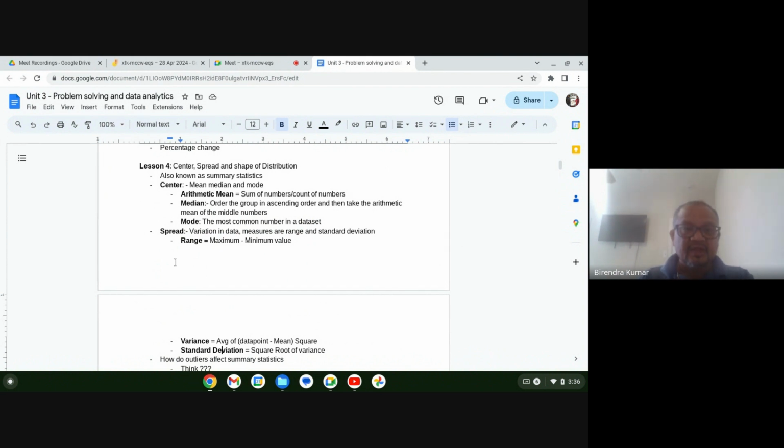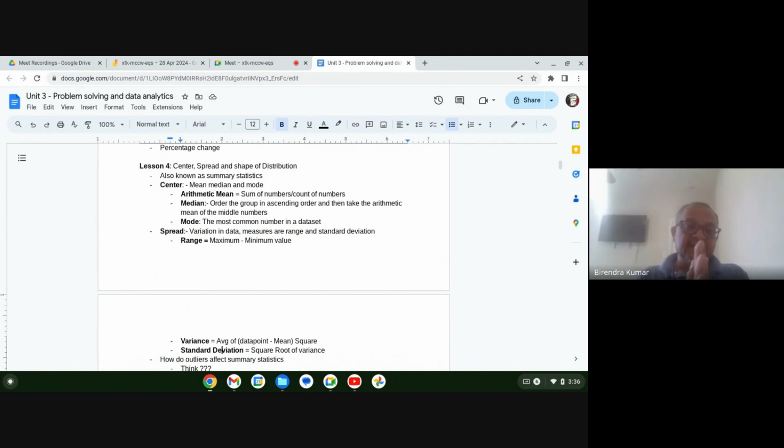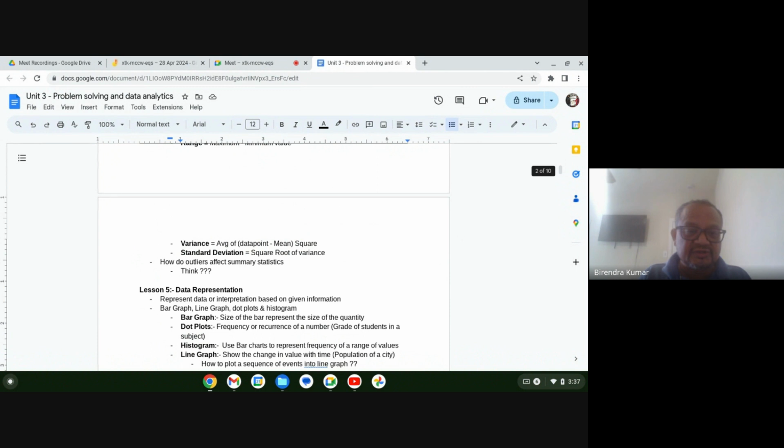All right. So let's go to the next lesson, which is center, spread, and shape of distributions. So let's first look at center. Why is it called center, or spread, or shape of distribution?